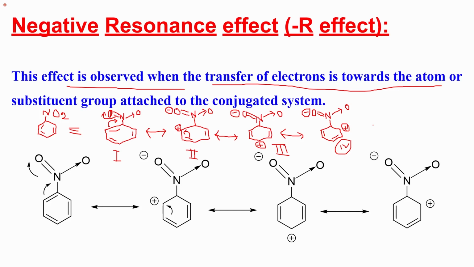Negative resonance effect. So negative resonance effect is when the transfer of electron is towards the atom or substituent group attached to the conjugate system. Then only it is called as a negative resonance effect.